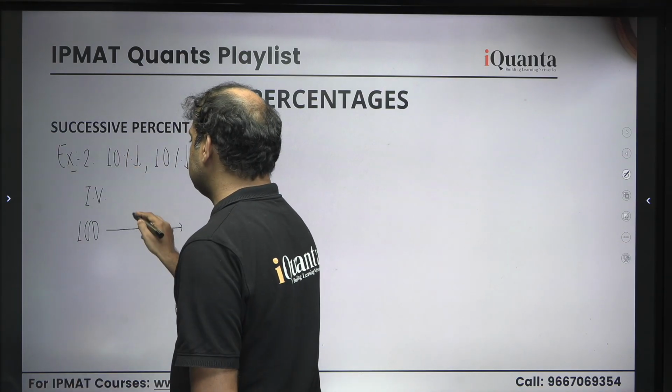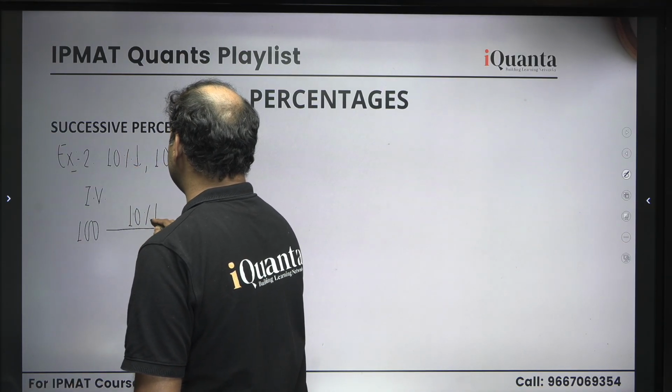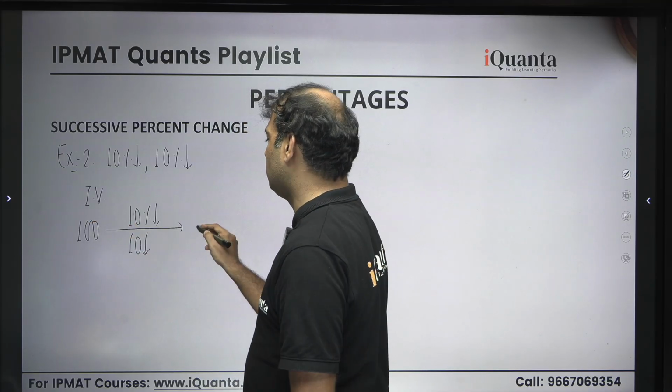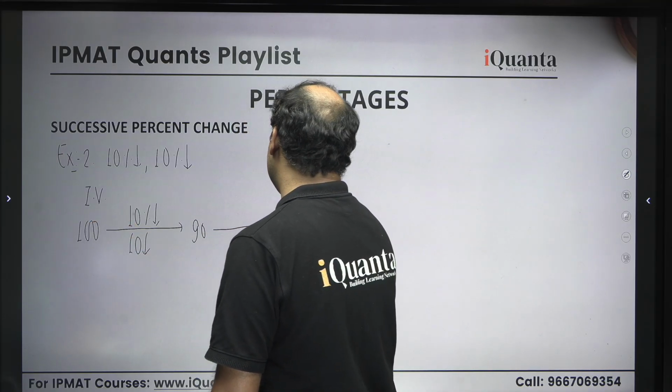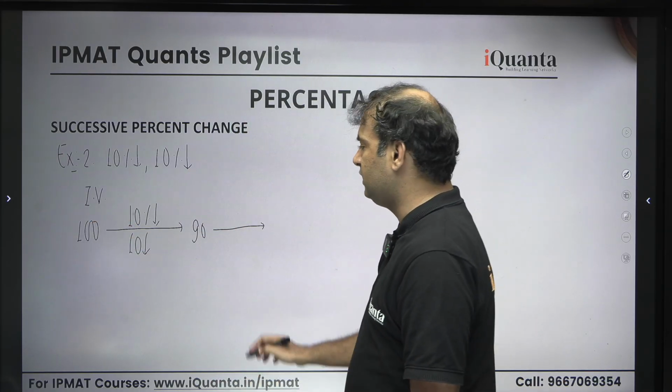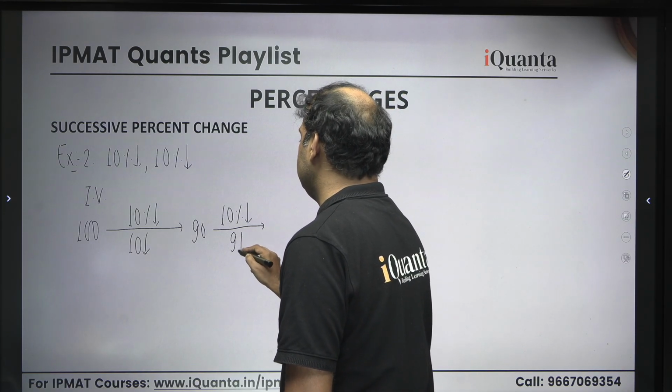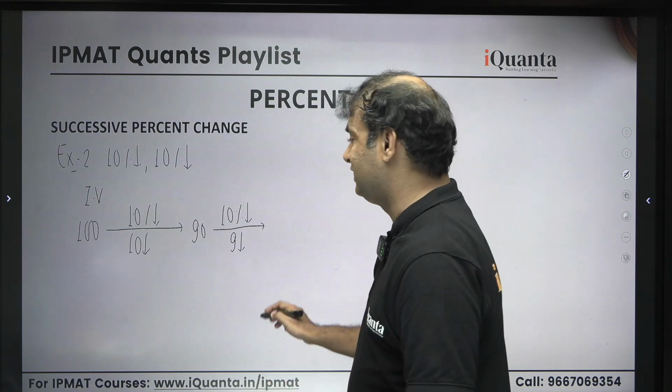Okay, now again 10% decreases. So what is 10% of 100? That will be 10, right? So 100 when decreased by 10 will give us 90. Okay, let's say again it is decreasing by 10%, right? So what is 10% of 90? We can say 10% of 90 is 9. So 90 decreasing by 9 will give us 81, all right?